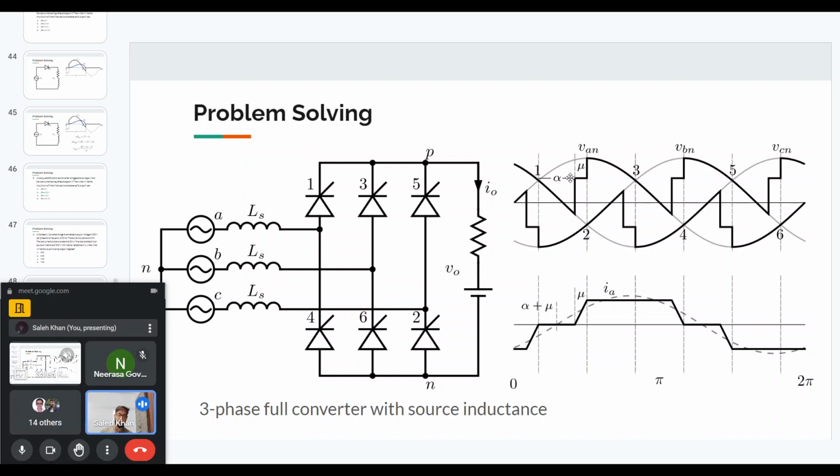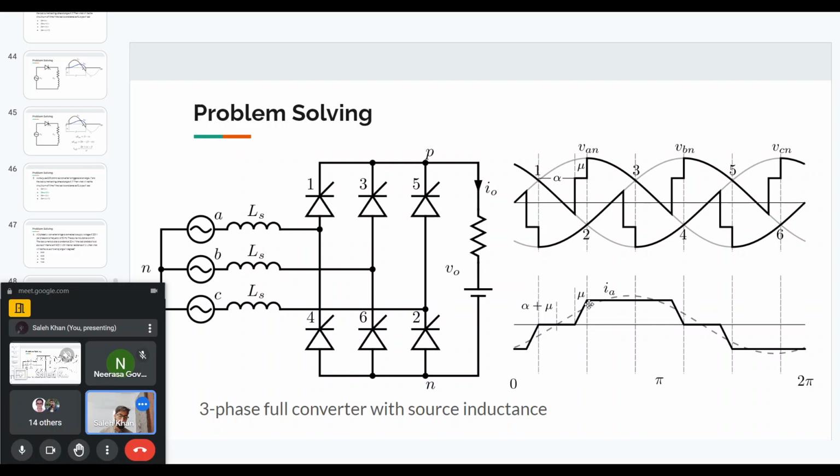So there will be a notch in the output voltage. This is what will happen in the case of source inductance. Because of the source inductance, the output voltage will have a notch, the average output voltage will reduce, and the source current will rise gradually. Now the question is asking what this overlap angle will be.